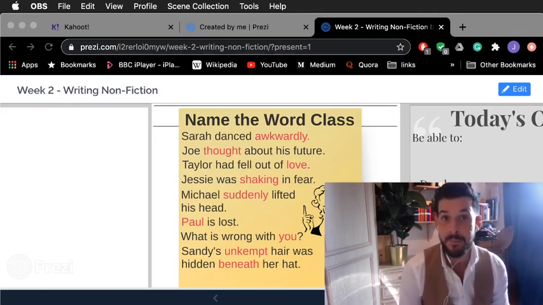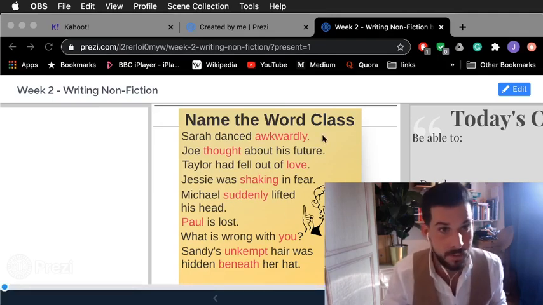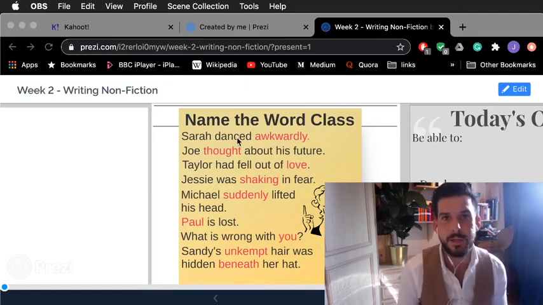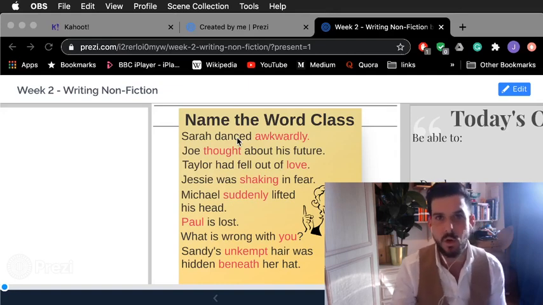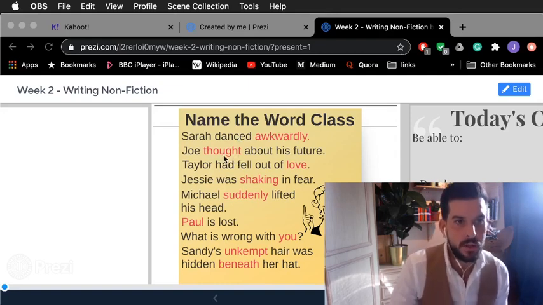Now that doesn't mean, remember, that all adverbs end with an ly, but it's a really good rule of thumb to aim at. If it ends with an ly, fantastic. Also, if you take a little look, look at what's being described. We've got danced there. We know that danced is a doing word, it's a verb, so that's being added on to the verb, okay? So on to the next one, we've got Joe thought about his future.